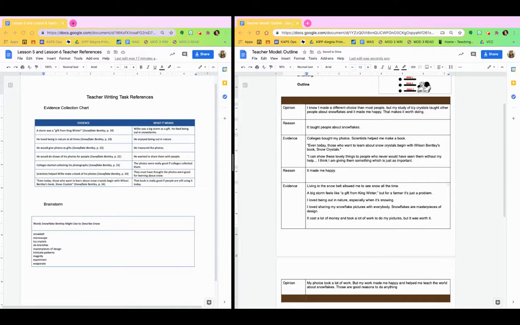My photos took a lot of work, but my work made me happy and helped me teach the world about snowflakes. Those are good reasons to do anything. So this is my outline. You guys are going to be doing the same thing with your writing prompt.